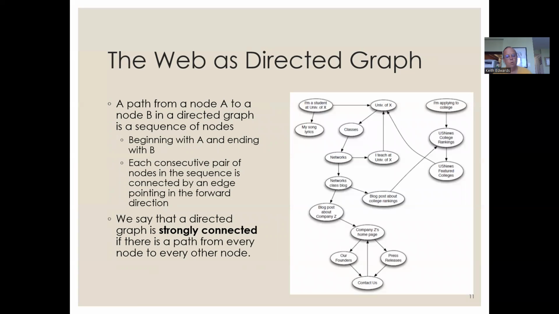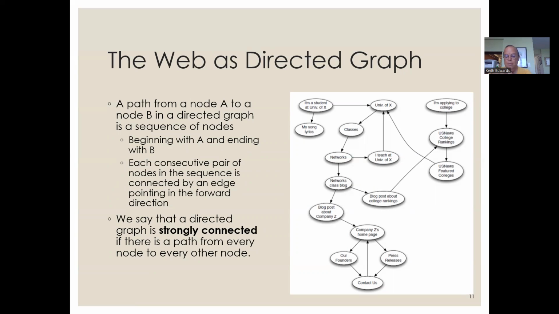So a path from a node A to node B in a directed graph is a sequence of nodes. It begins with A and ends with B. Each consecutive pair of nodes in the sequence is connected by an edge pointing in the forward direction. We say the directed graph is strongly connected if there's a path from every node to every other node. And this one's actually not strongly connected, but we can see there's a path from the node labeled University of X to the node labeled US News College Rankings. If we go to classes, networks, network class, blog about college rankings, to US News College Rankings.